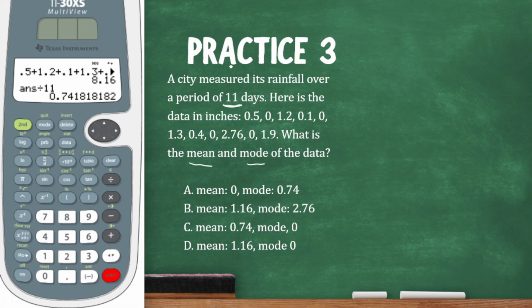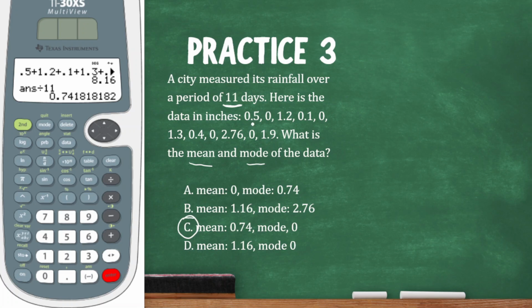At this point, if I were on the test, since the only answer choice with the mean of 0.74 is C, I would go ahead and pick C and move on to save time. I could flag my answer and come back if I wanted to spend a little bit more time with this question, or I could just move on. But let's just look for the mode.